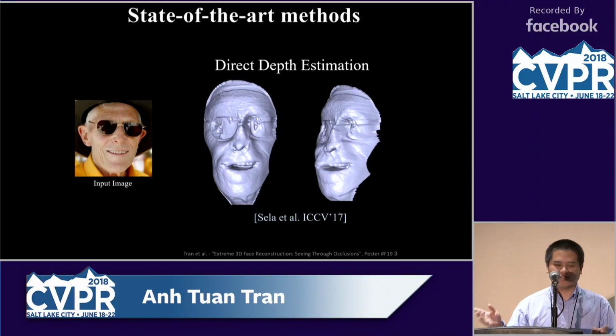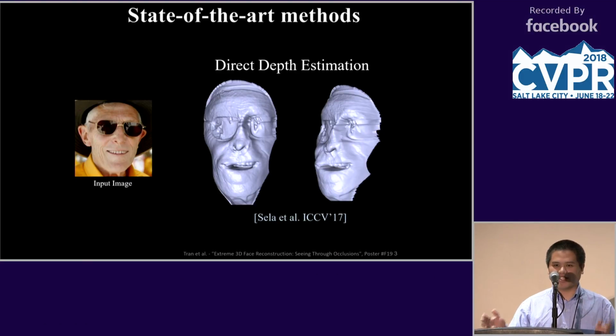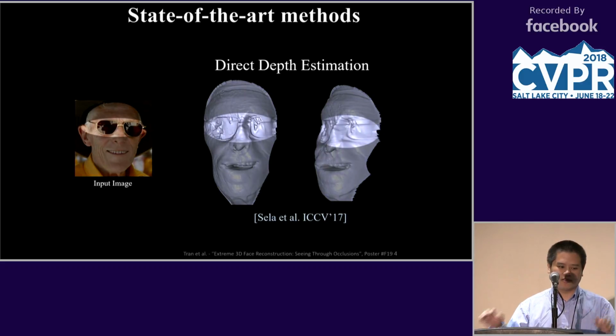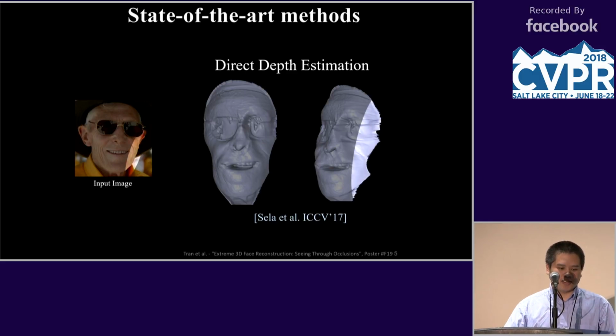Okay, so now see how the state-of-the-art methods work. The first type of method directly estimates the face depth from the input image, for example, Sela in ICCV17. You can see that it can recover the details of the face. However, the mask is distorted due to the glasses. Also, you can see that the eyes are bad. And the mask is incomplete due to self-occlusion.